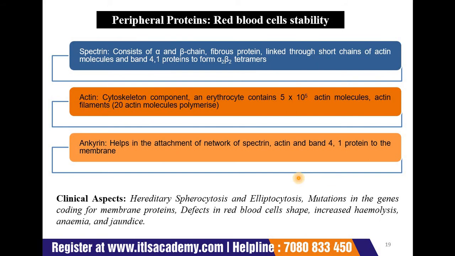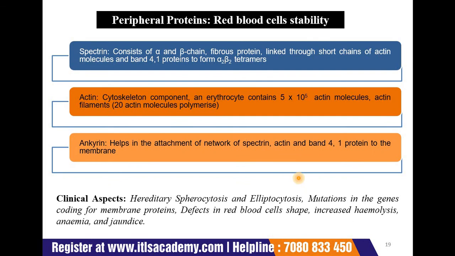Spectrin basically consists of alpha and beta chains, which have molecular weights of 240,000 and 220,000 Dalton. They are fibrous proteins. They are linked through short chains of actin molecules and band 4.1 proteins to form alpha 2 beta 2 tetramers. The polypeptide chains are thought to coil around each other. An alpha beta dimer is 100 nanometers long and 5 nanometers in width.